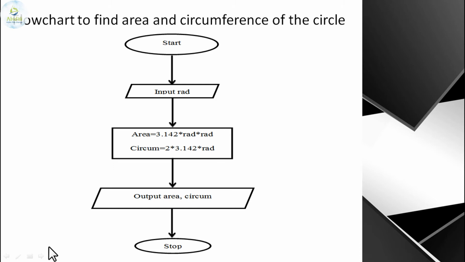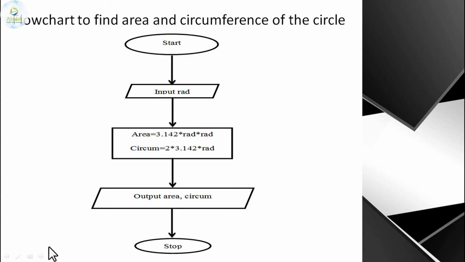In the input we will take the value of the radius. The radius is written as RAD in our flowchart. Whatever names you take, that name should be followed throughout the program. You cannot change it again and again. So once you have written RAD instead of radius, everywhere the radius appears in the formula, you should give it as RAD.